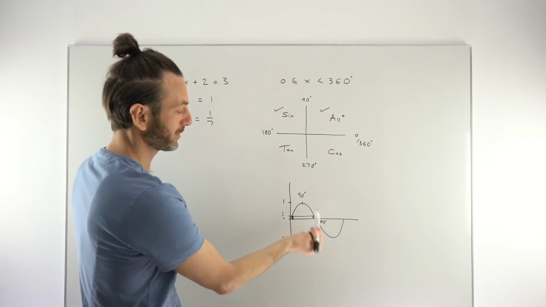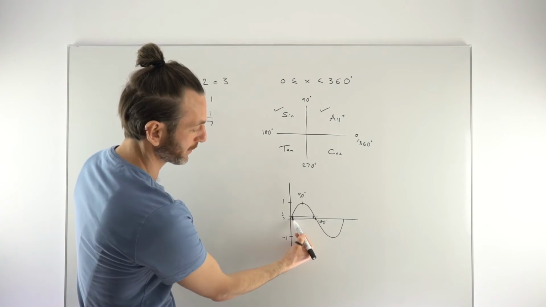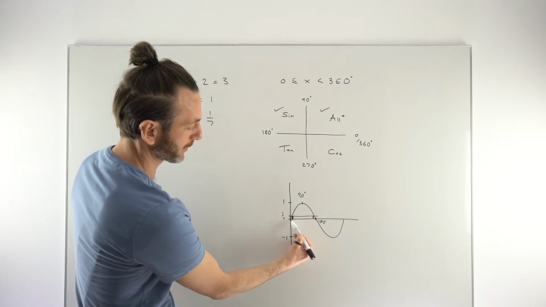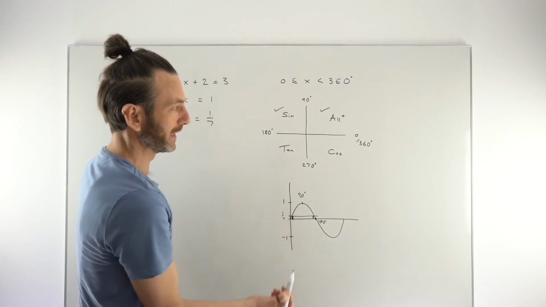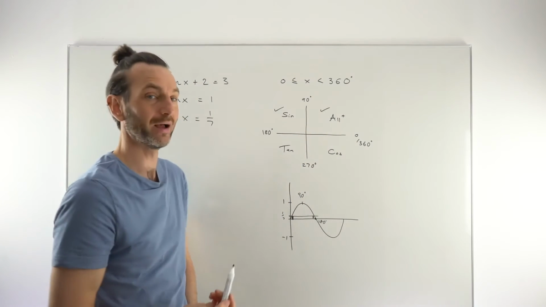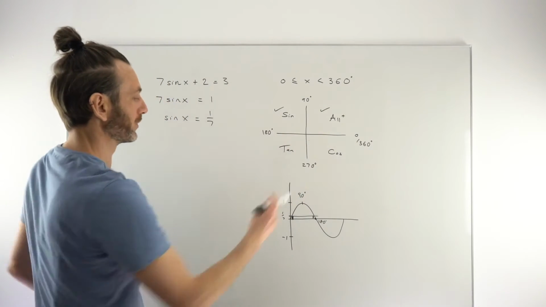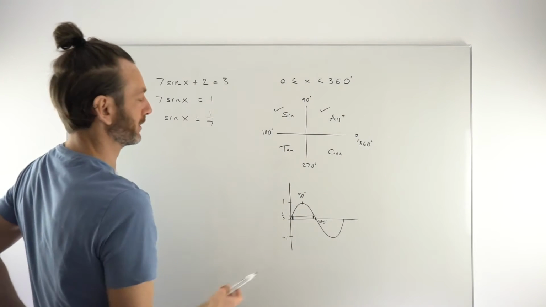In fact, in some ways this is more accurate, because you can see that this one's pretty close to 0. It's going to be a small number, and this one's pretty close to 180. The CAST diagram doesn't really tell you that, it just tells you where in the quadrants it's going to be. But these are effectively telling you the same thing.